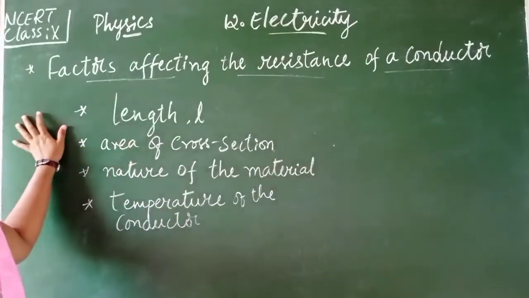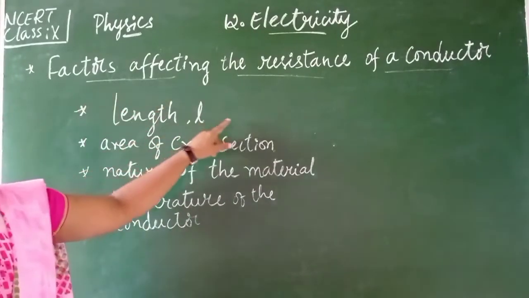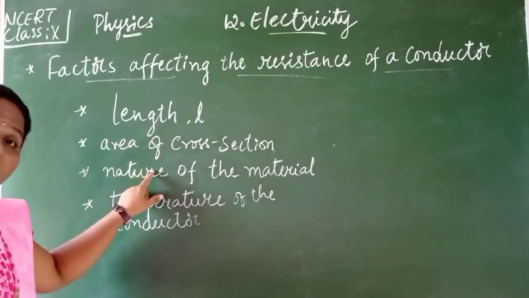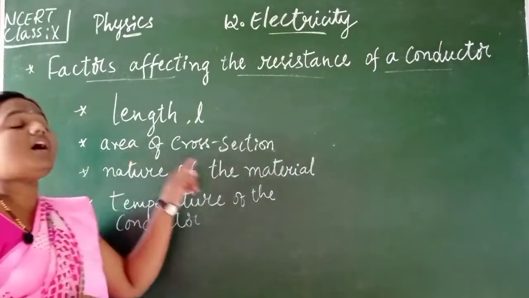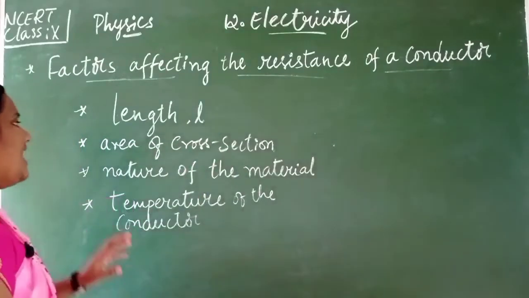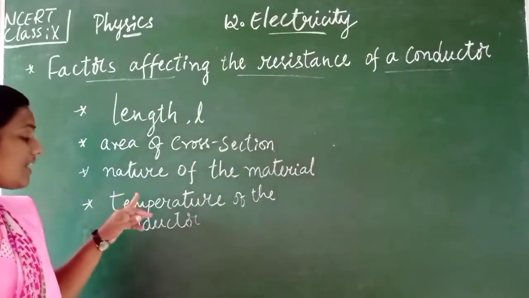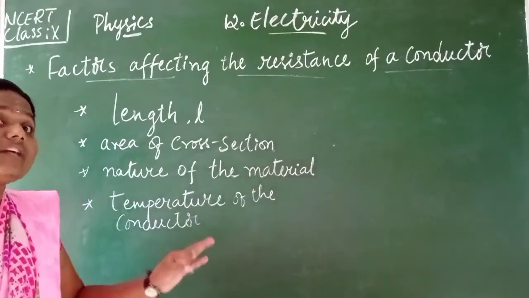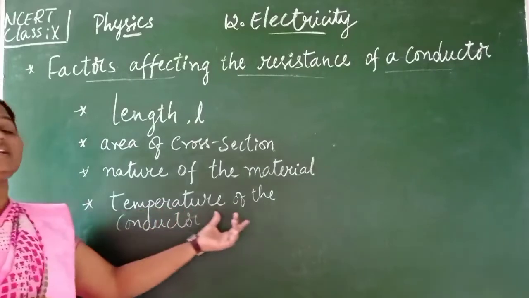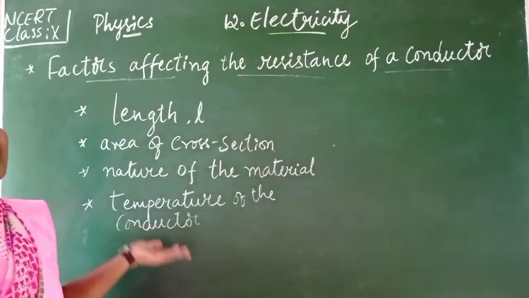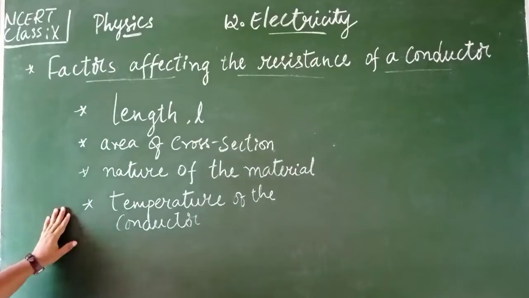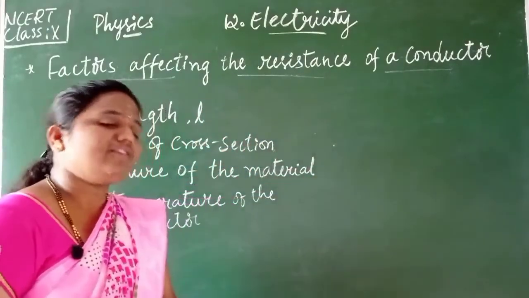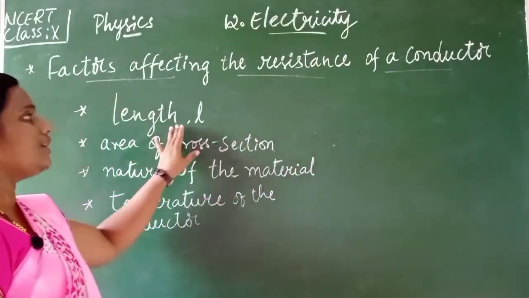The first one is, the resistance of a conductor depends upon the length, children. The second one is, resistance of a conductor also depends upon the area of cross section. The third factor clearly tells that it also depends upon the nature of the material of the conductor. And the fourth one is the temperature of the conductor. All these four factors will affect the resistance of a conductor. Now we will see one by one how they are going to affect.